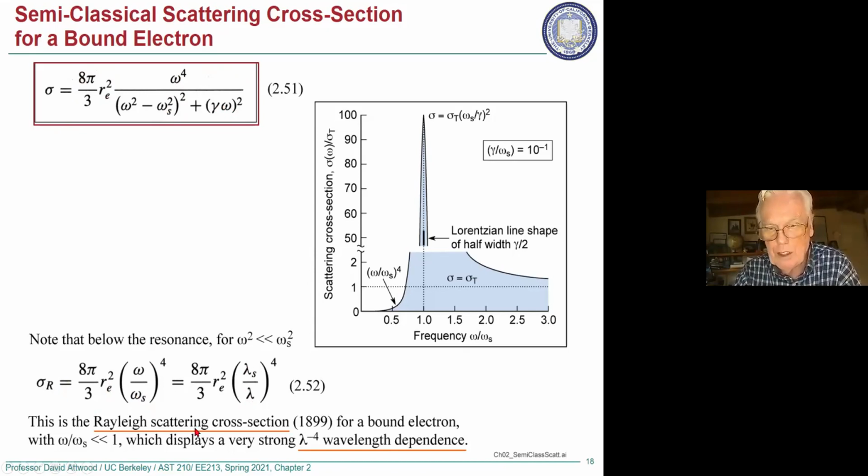Rayleigh described this in 1899, and it is a strong wavelength to the fourth power dependence. So in this case, the longer wavelengths don't scatter so much. The shorter wavelengths are in the denominator to the fourth power, and they make a big difference. So that brings us to this baby.